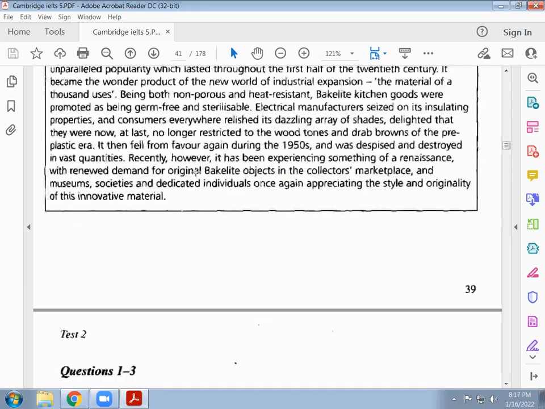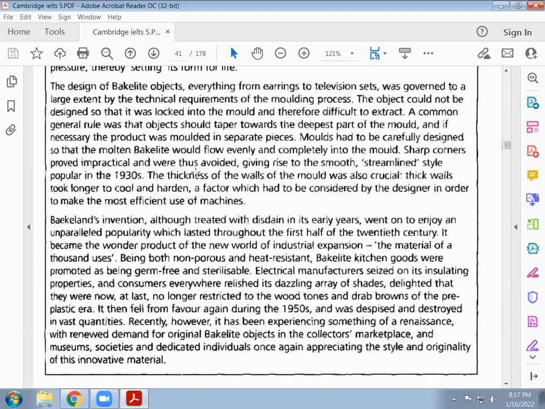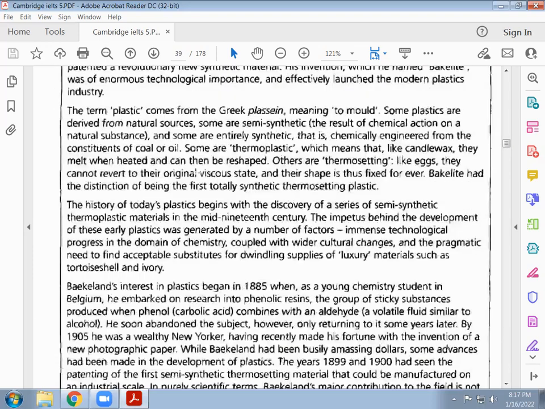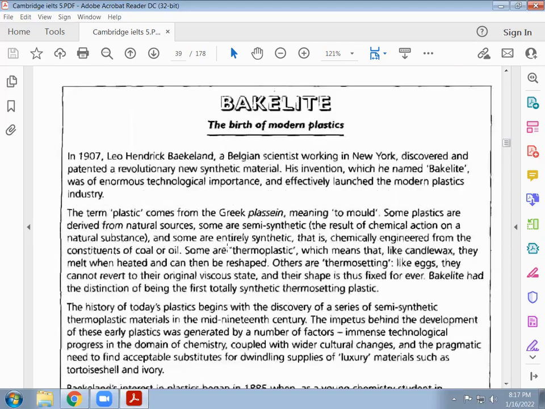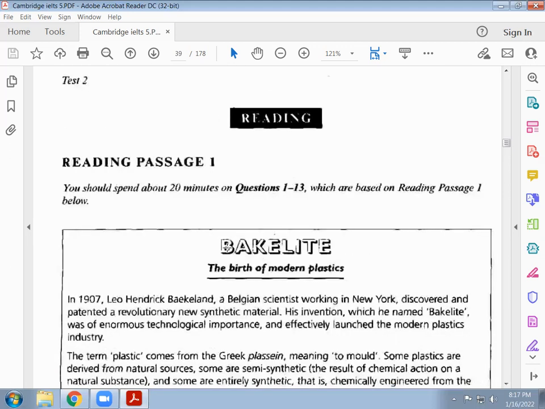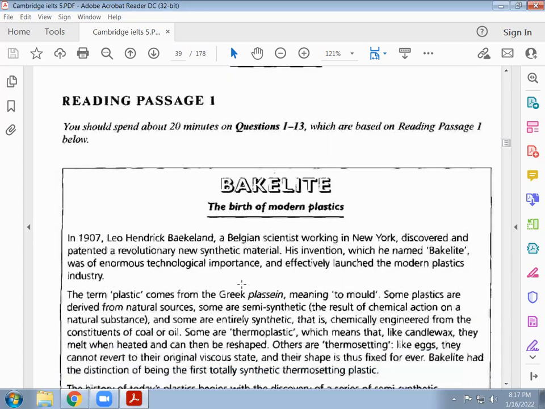So just suppose you are sitting in the exam. By the way, I'm using Cambridge book 5, and this is an academic test, test 2. When you're sitting in the exam, you see a long passage and you don't have time to read the whole passage. If you start reading it, you will spend 20 minutes only on reading the passage. So you are dependent on skills and techniques.